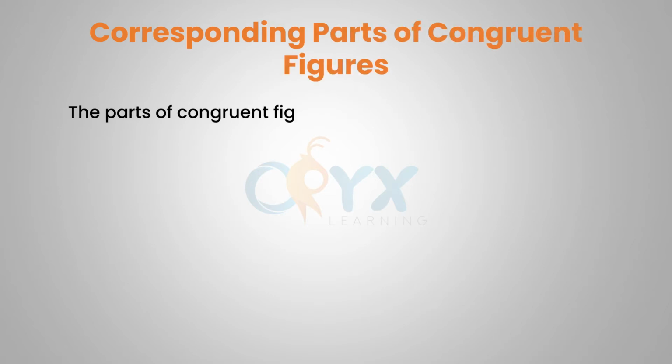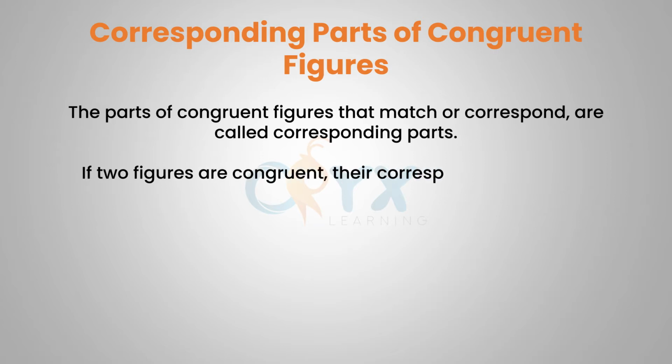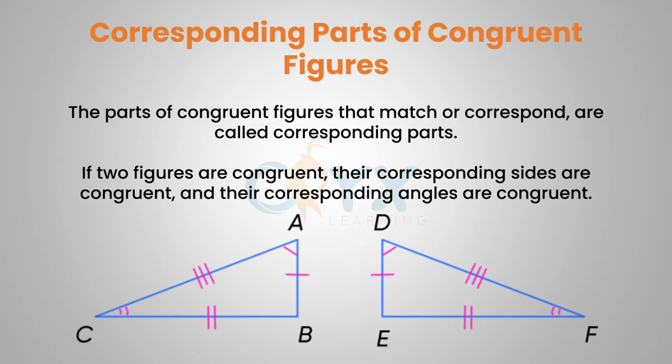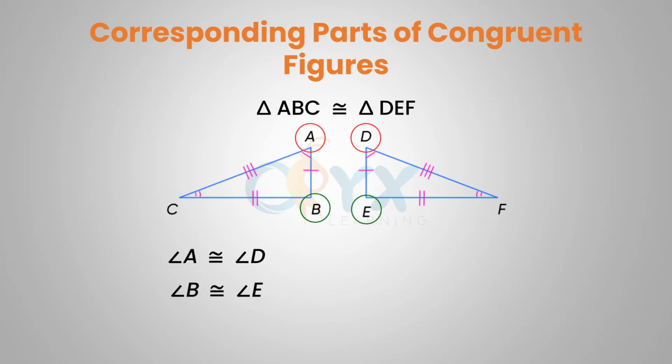The parts of congruent figures that match or correspond are called corresponding parts. If two figures are congruent, their corresponding sides are congruent and their corresponding angles are congruent. So here's an image of two congruent figures with their corresponding parts marked. Given triangle ABC and triangle DEF, we know that angle A is congruent to angle D, angle B is congruent to angle E, and angle C is congruent to angle F.